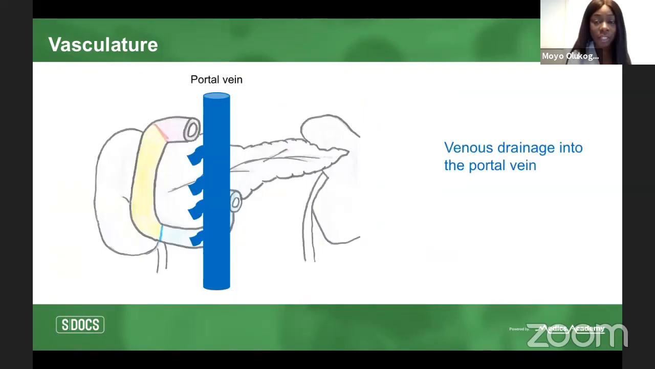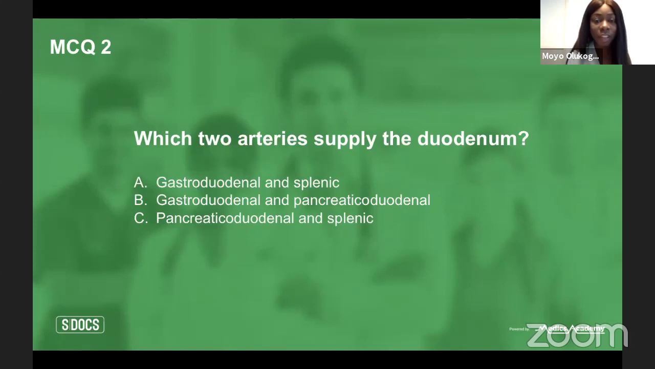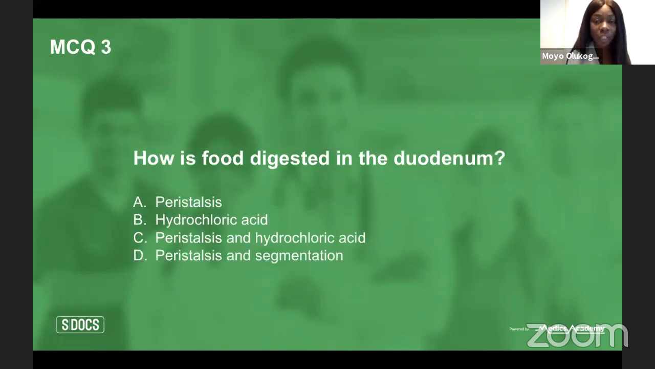Venous drainage is nice and simple. All the veins from the duodenum feed into the portal vein, which goes towards the liver. So now that we know this information, which two arteries supply the duodenum? If you guessed B, that's correct, the gastroduodenal and the pancreaticoduodenal. Time for a final MCQ before we continue. How is food digested in the duodenum? A, peristalsis, B, hydrochloric acid, C, peristalsis and hydrochloric acid, or D, peristalsis and segmentation.